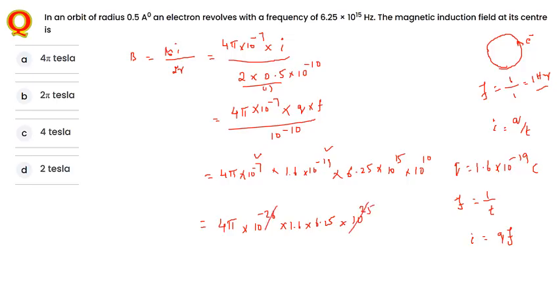So these two will be cancelled here. What you are having here is 10 power minus 1. If you multiply these two together, what you are going to have here is 10. Now this one here is 4 pi into 10 power minus 1 into 10. So the final answer here is 4 pi Tesla.